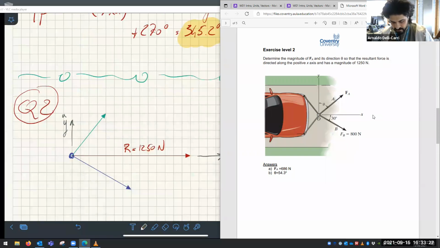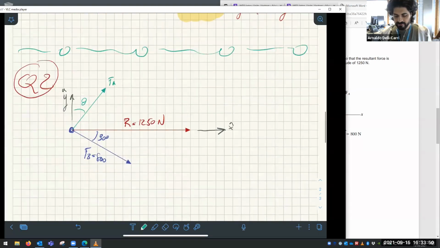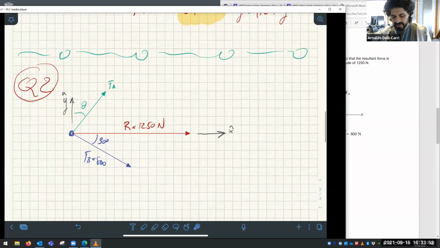There you go. So this one is 800 newtons, FB. And this is 30 degrees. And this one is completely unknown. So let's call this FA at an angle theta. See, we want to find this angle theta from the vertical again. Okay, what do we do? We do exactly the same thing. So we have to split FB into components.